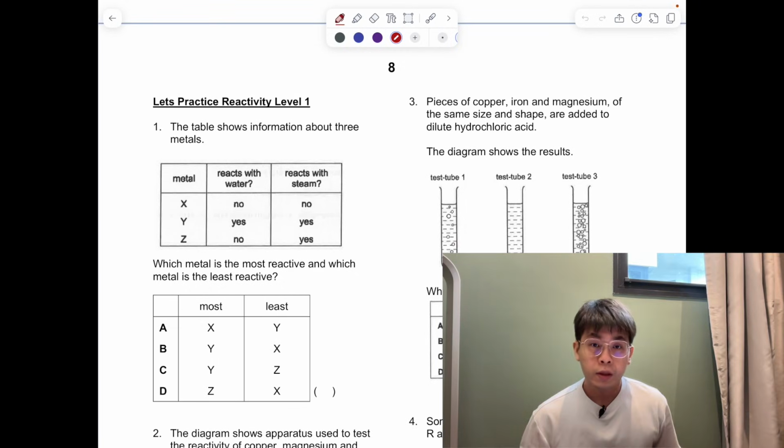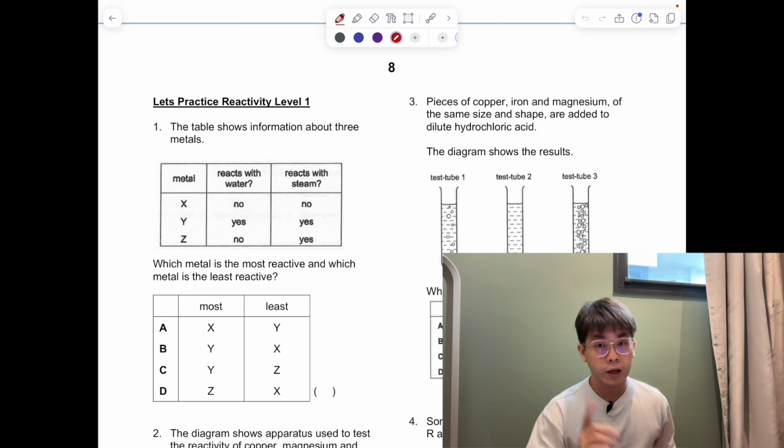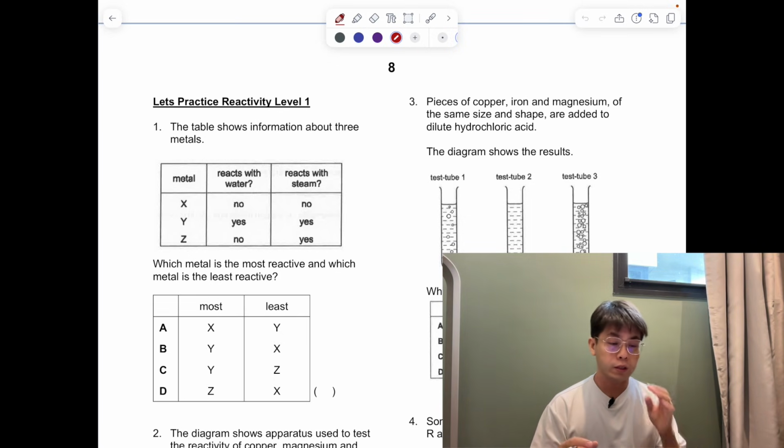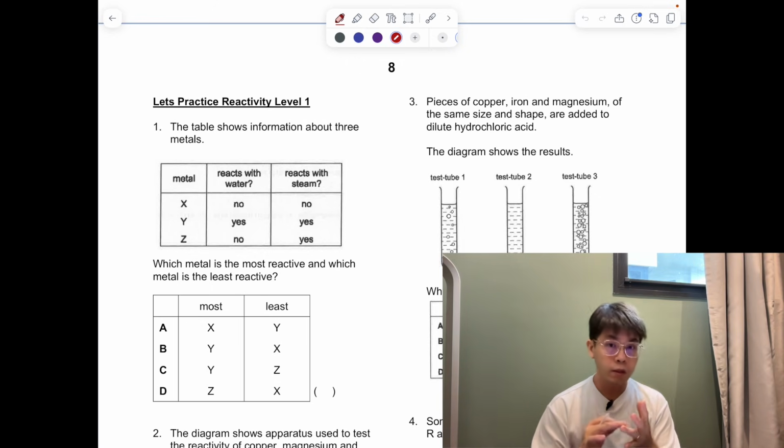Hi everyone, in this video we'll be looking at some practice questions on the reactivity of metals. We're looking at the first level of reactivity, which is basically the reactions with water, steam and acid. So let's start with question number 1.